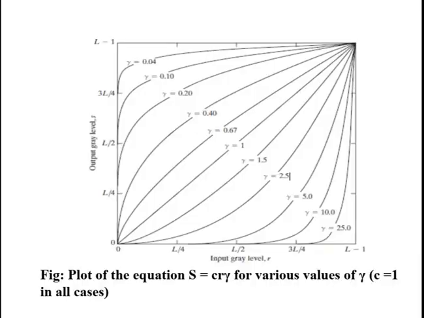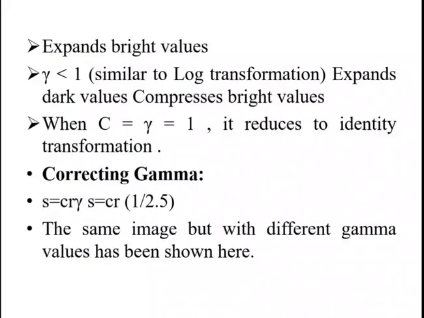This figure shows the plot of the equation S = C r^gamma for various values of gamma. C = 1 in all cases. We have already discussed the details of this figure. For gamma less than 1, it expands bright values. Similar to the log transformation, it expands dark values and compresses bright values. When C = gamma = 1, it reduces to the identity transformation.